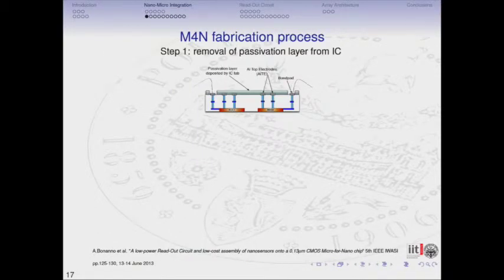So the idea is to create a chip where there is a one-to-one correspondence between the nanomaterials, the nanosensor, and the readout circuit. In this case, we receive from the semiconductor fab the silicon chip with a passivation layer on the top. We need to remove that passivation layer because we want to assemble the nanomaterial on the aluminum top electrodes that are covered by this passivation layer.